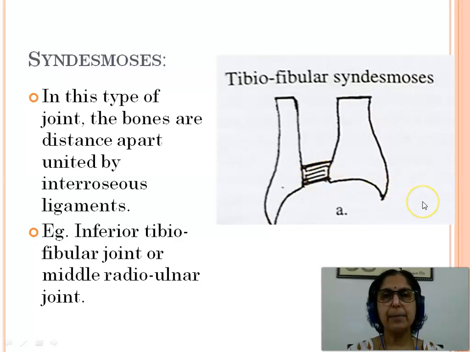So an example of syndesmosis is the inferior tibiofibular joint, and similarly there is the middle radioulnar joint which is seen between the shafts of the radius and ulna bones. So these are examples of syndesmosis.